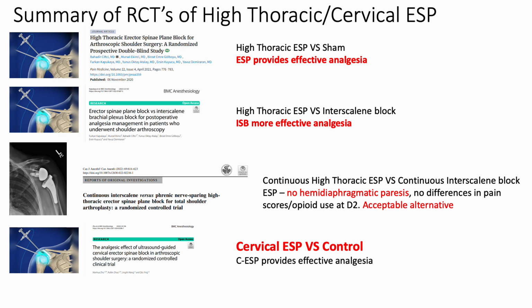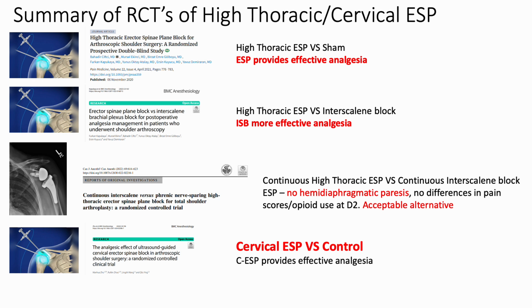This is a summary of all the randomized controlled trials of high thoracic or cervical ESP block in shoulder surgery. In the first trial, high thoracic ESP was compared with a sham block in shoulder arthroscopy. This study demonstrated that ESP block provides effective analgesia for shoulder arthroscopy. In the second trial, which looked at high thoracic ESP versus interscalene block, the interscalene block provided more effective analgesia than the erector spinae plane block.